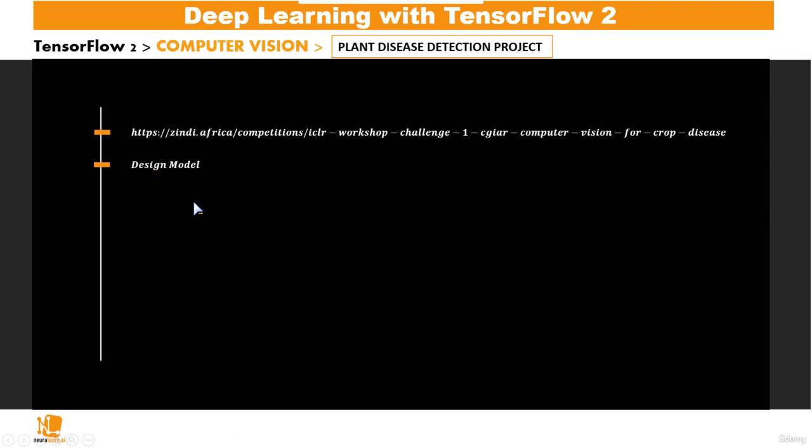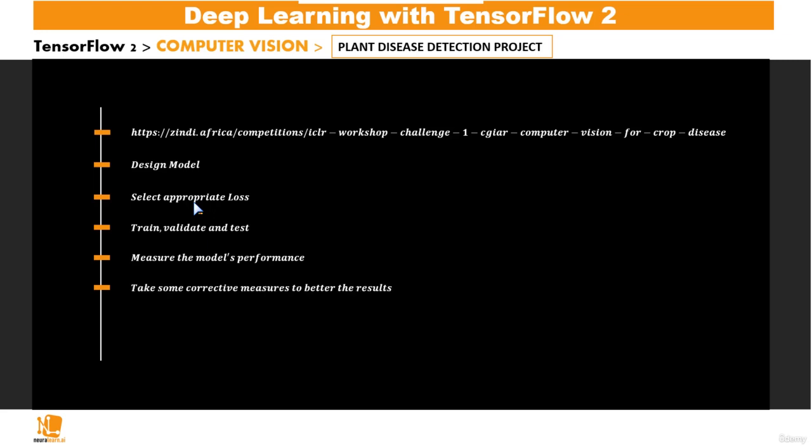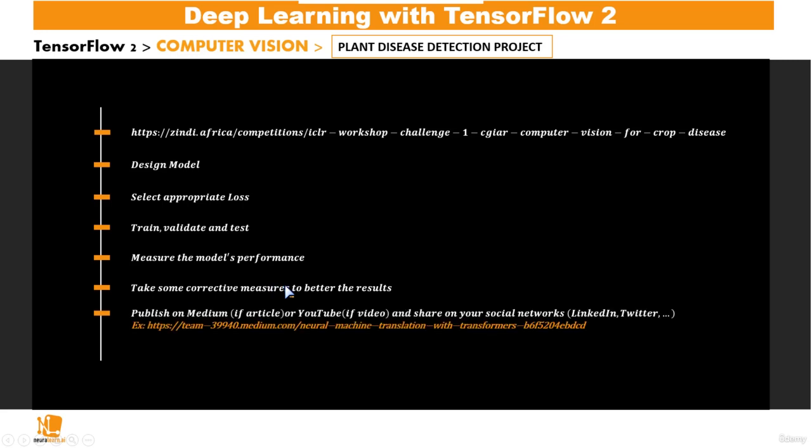Now that said, you could design a model, select an appropriate loss, train, validate, and test, measure the model's performance, and take some corrective measures to better the results. You shall see the model's performance improve as you take some corrective measures, and this improvement will be directly visible on the leaderboard, as you shall have a better score and hence occupy a better position. As usual, once you're done with this project, you could publish on Medium or YouTube and share on your social networks.